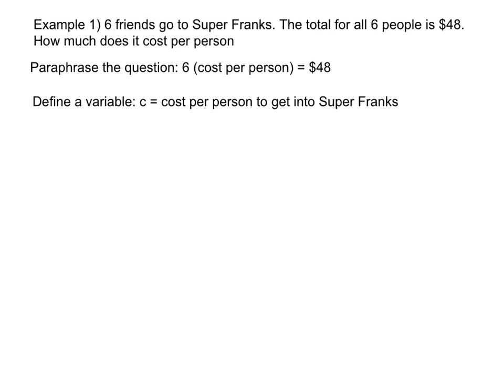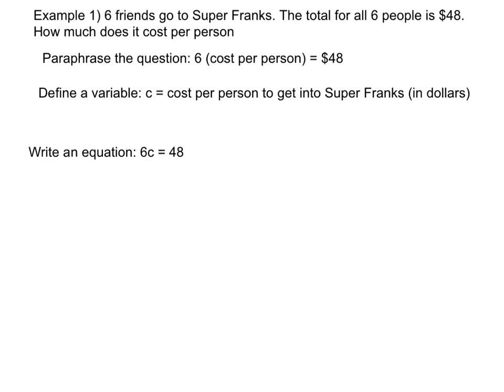I chose C as my variable, so C equals the cost per person to get into Super Franks. And now I just need to write an equation. Based on my paraphrase, writing the equation should be pretty easy. 6 times the cost per person, which we're now saying is C, will equal $48. Here I have my equation written. Now I just need to solve it.